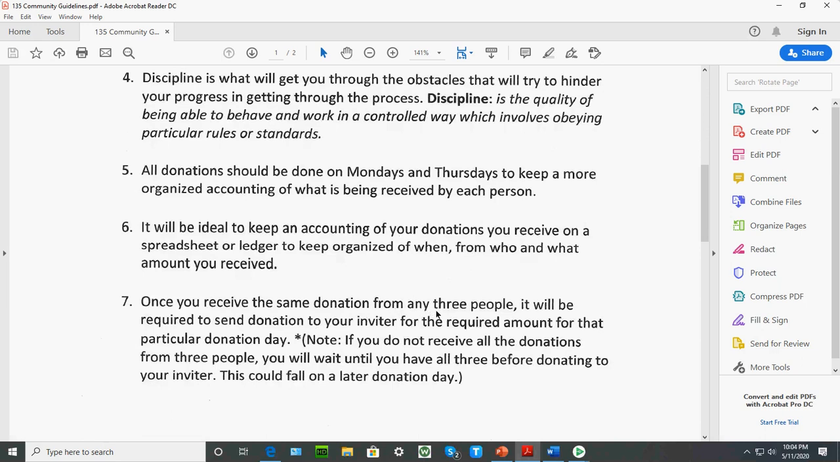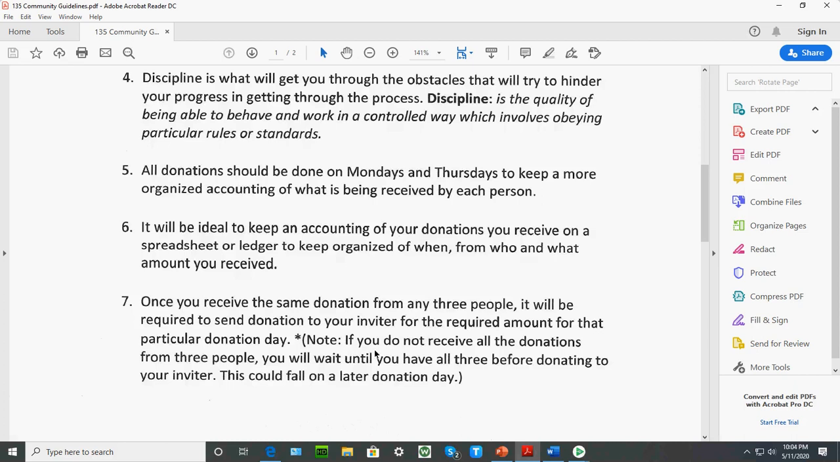Once you receive the same donation from any 3 people, it will be required to send the donation to your inviter for the required amount for that particular donation day. Okay? That's going to be required. If you receive 3 donations from 3 people for a particular amount, then it's required for you to send the amount that's required to the person that invited you.